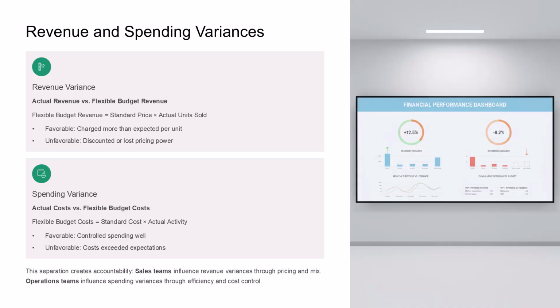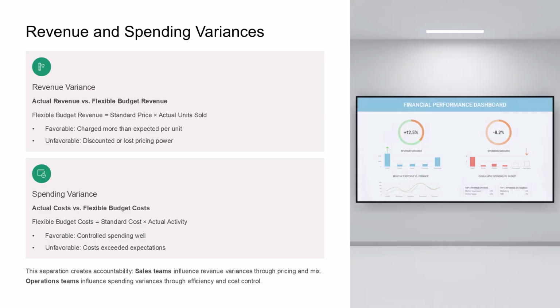A spending variance compares actual costs to flexible budget costs. If actual costs are less than flexible budget costs, that's favorable. You controlled spending well. If actual costs exceed flexible budget costs, that's unfavorable. Costs were higher than they should have been at that activity level. Here's why this separation matters. Revenue variances tell you about pricing discipline, sales mix, discounting behavior, and market conditions. Spending variances tell you about cost control, efficiency, waste, and input prices. These are fundamentally different dimensions of performance, often managed by different people.